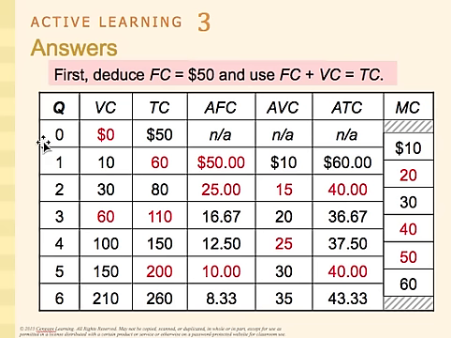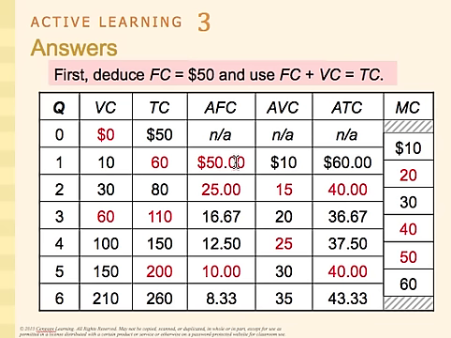Now, filled in here, first deduce that fixed cost is $50, okay? And then use fixed cost plus variable cost is total cost. And then you can work your way through average fixed cost, average variable cost, and average total cost. Obviously, with a quantity of 0, you don't have an average fixed cost, average variable cost, average total cost.